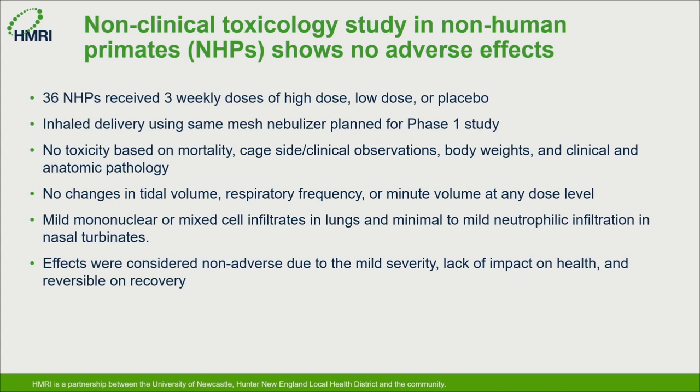So 36 non-human primates received three weekly doses: high dose, low dose and placebo. Inhaled delivery used the same mesh nebulizer that will be used in the phase one trials in humans. They saw no significant toxicity based on mortality, clinical observations, body weights, or clinical and anatomical findings either. There was a very mild mixed mononuclear neutrophilic infiltrate within the lower airway, but it didn't seem to be related at all to any clinical symptoms in the animals. And there were no significant adverse impacts detected throughout the process.